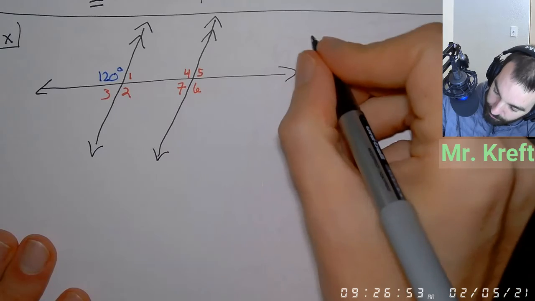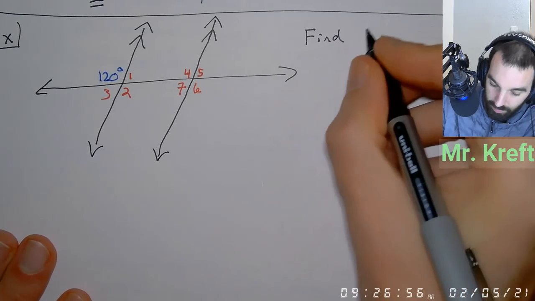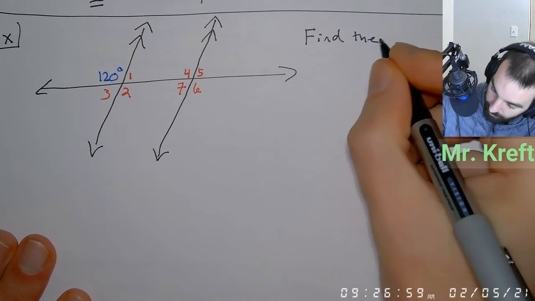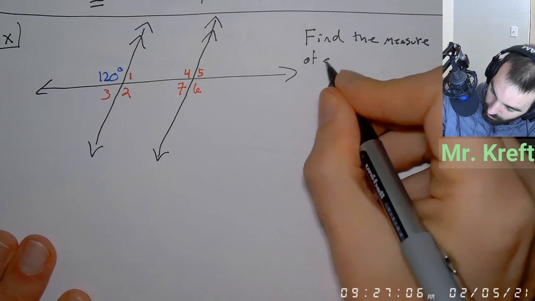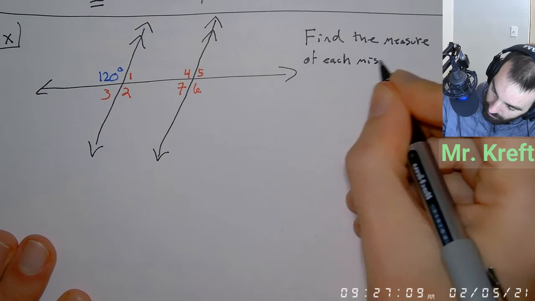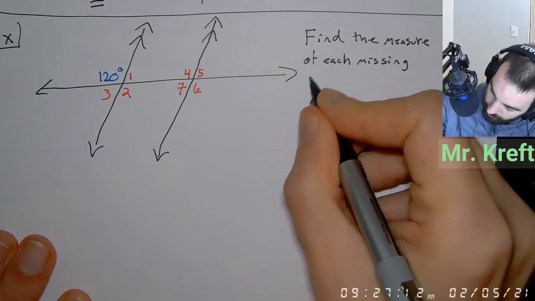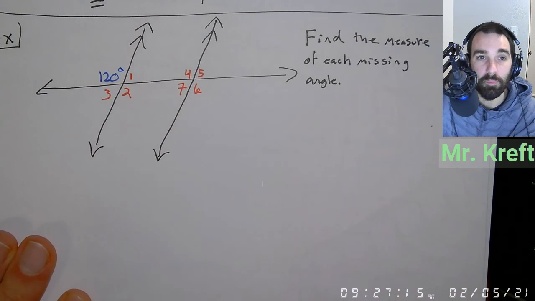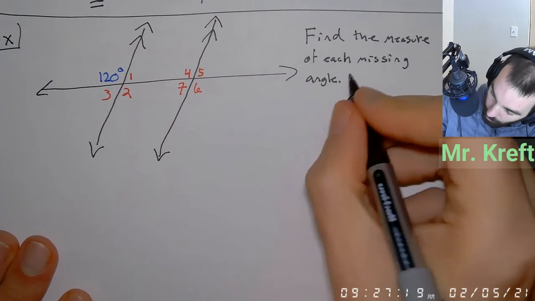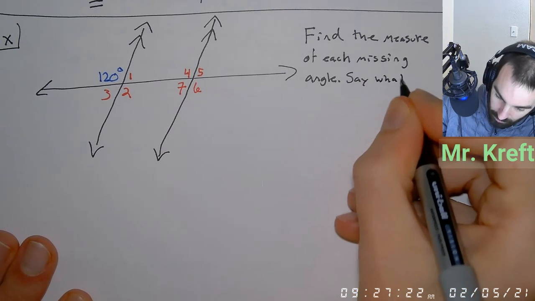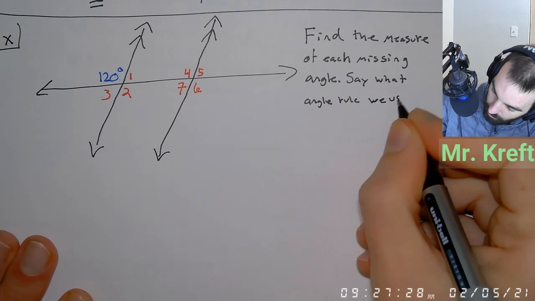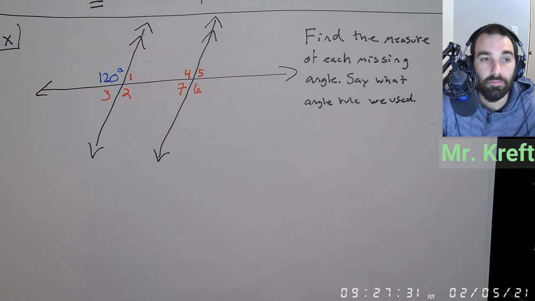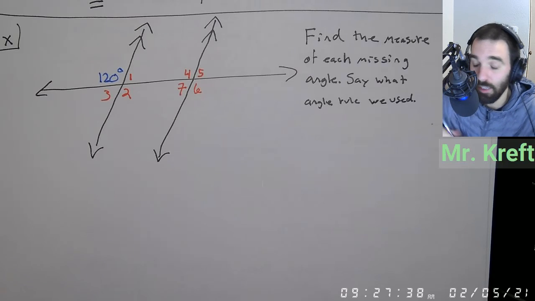And what we need to do is we need to find the measure of each missing angle, and we're going to say what angle rule we used. Now think about this, guys.